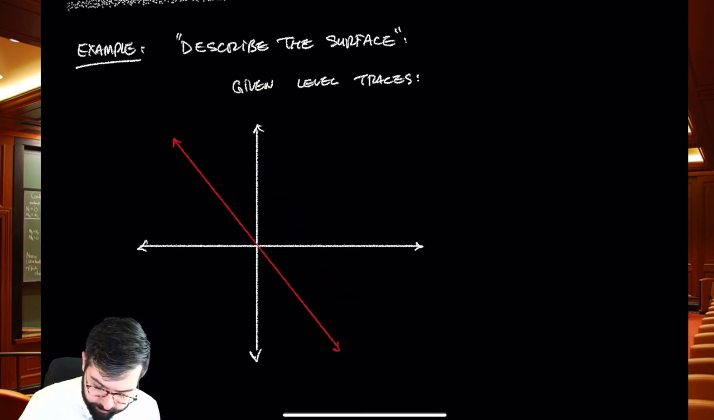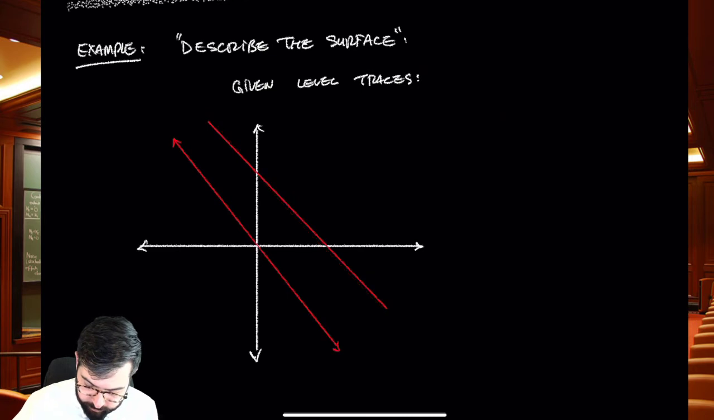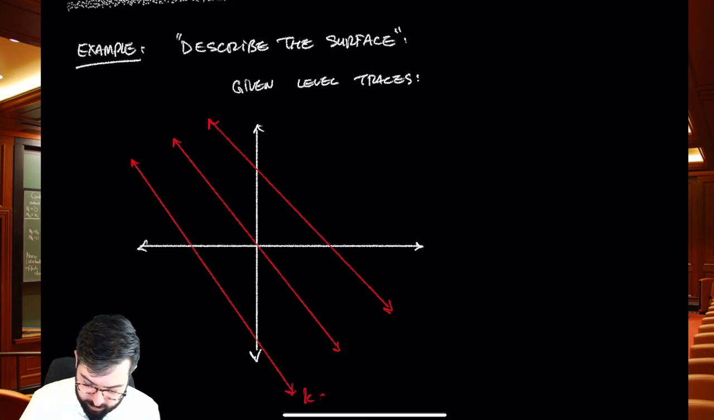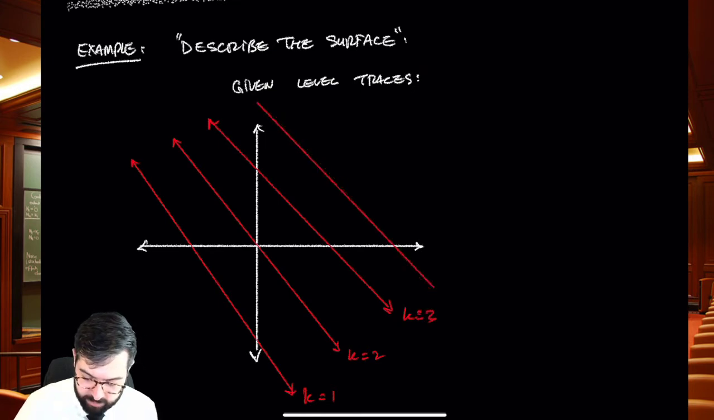Oops. Maybe I'll never get them parallel. Maybe it's a dream. These are parallel, okay? Take my word for it. Just trust me. I've done nothing to make you not trust me in this course. So let's say it's k equals 1, k equals 2, k equals 3. These are perfectly parallel lines. Can't believe how amazing that drawing is.